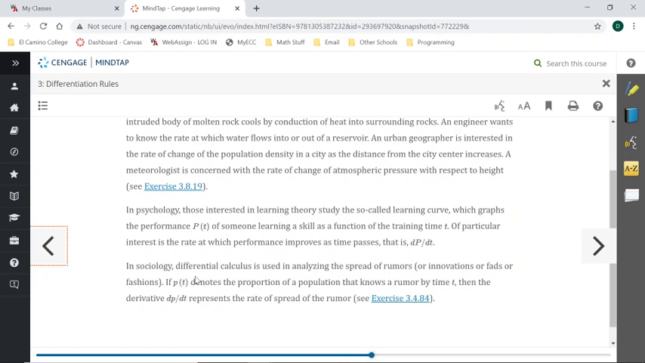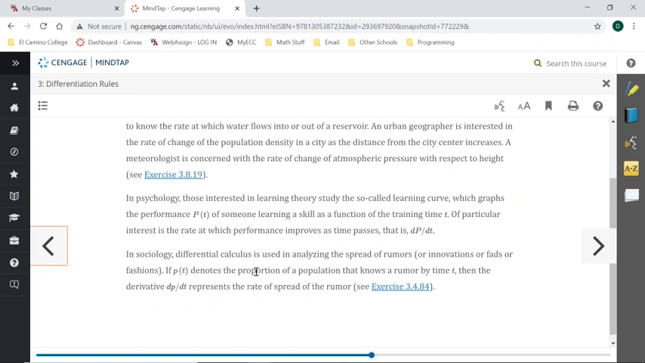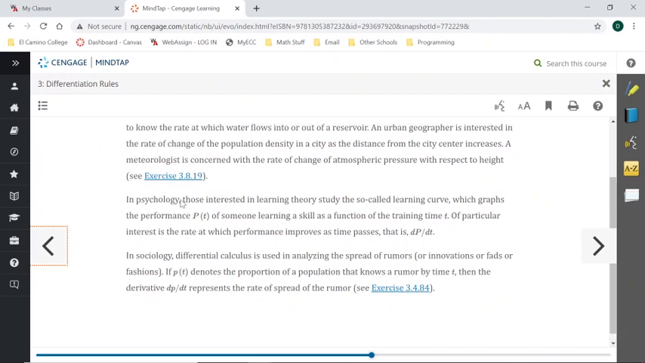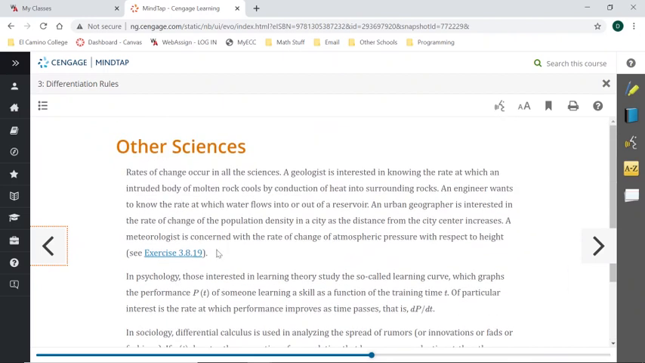In sociology, differential calculus is used in analyzing the spread of rumors or innovations or fads or fashions. If P of t denotes the proportion or percentage of a population that knows a rumor by time t, then the derivative represents how fast the rumor is spreading, or how fast the fad or the fashion is spreading through the population. So these are all potential applications we have for the derivative as a construct.